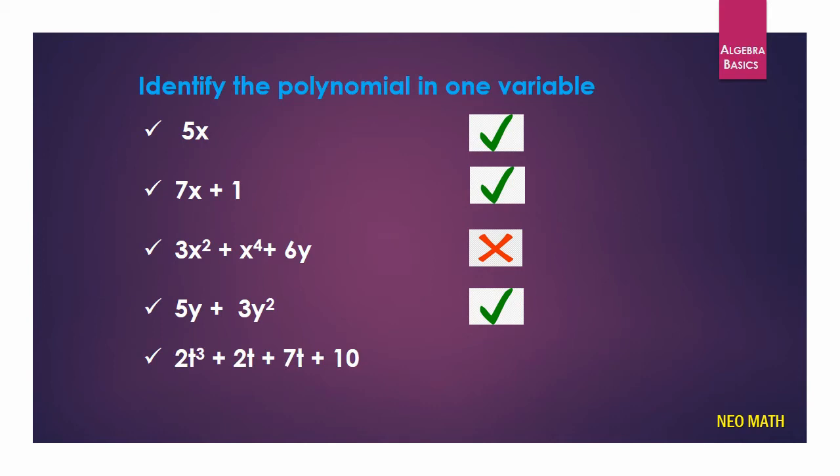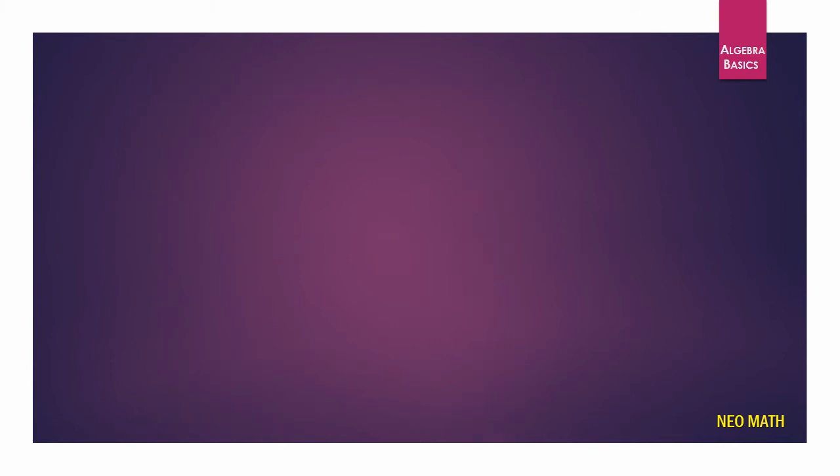2t³ + 2t + 7t + 10. So this polynomial has a variable t. So it is a polynomial in one variable. 3x² + 2xy + 6y². So this expression has 2 variables x and y. So it is not a polynomial in one variable.